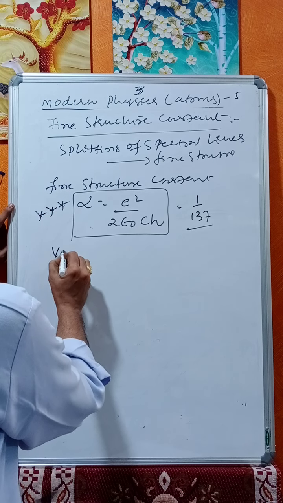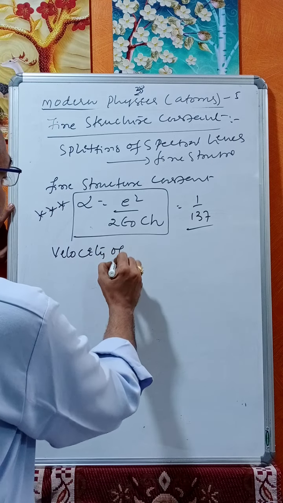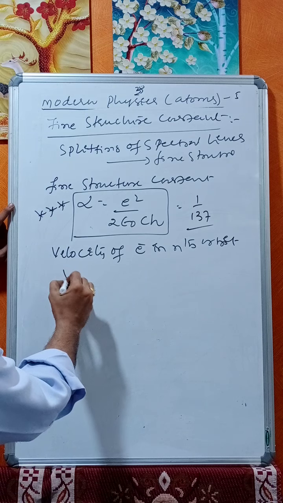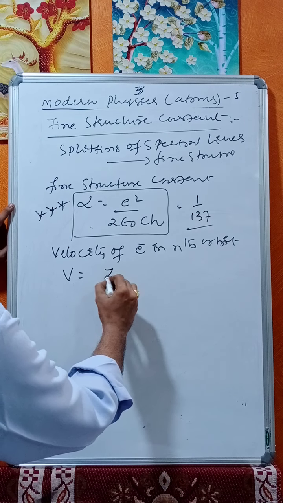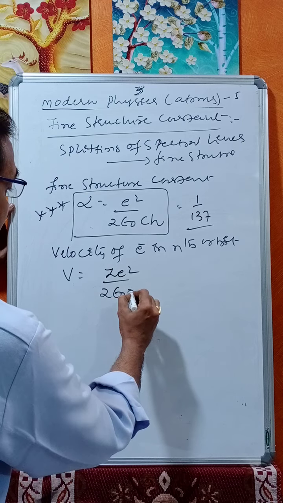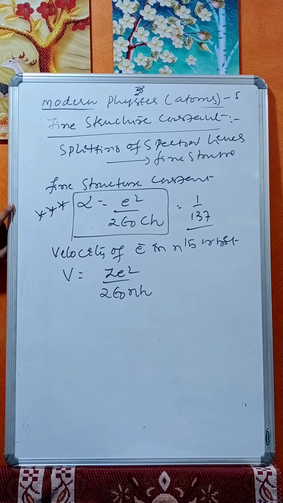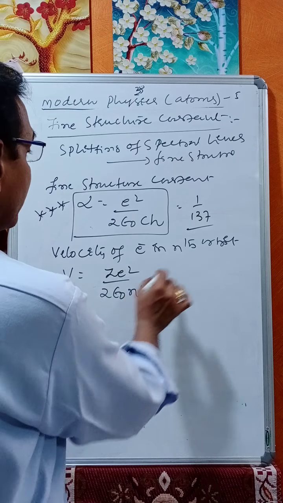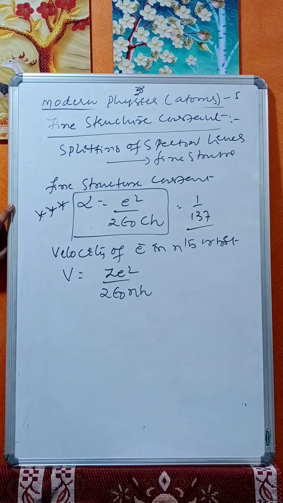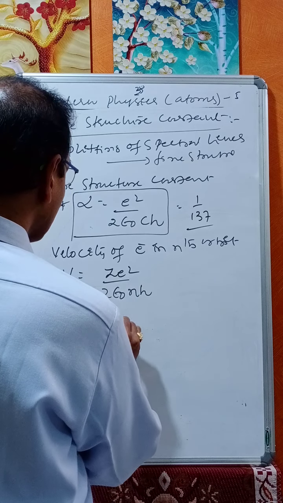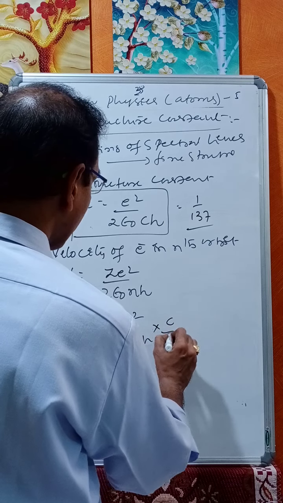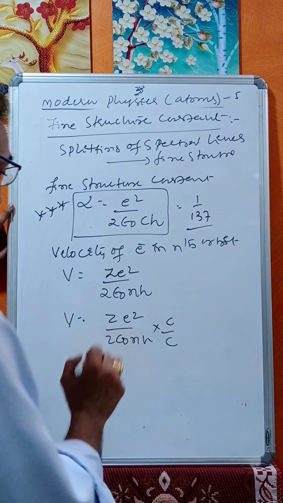We have derived the velocity of the electron in the nth orbit as V equals Z e square by 2 epsilon naught n h. We have derived the expression for velocity here. Now let us say V equals Z e square by 2 epsilon naught n h into c by c. No problem.